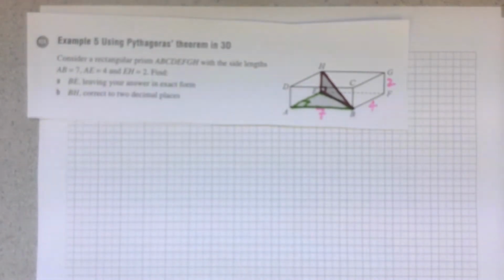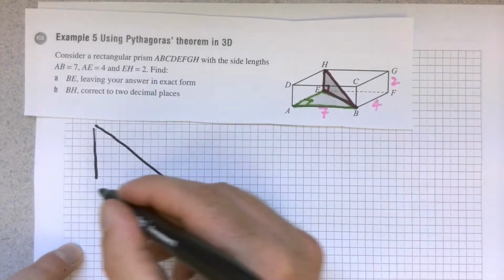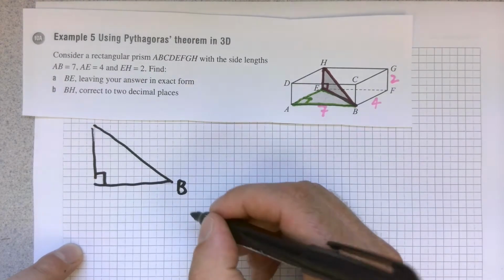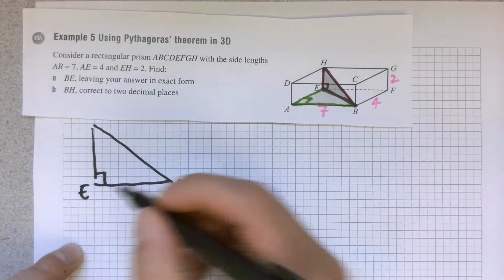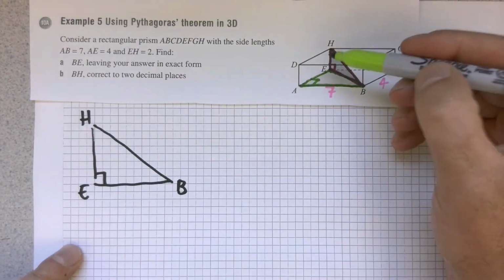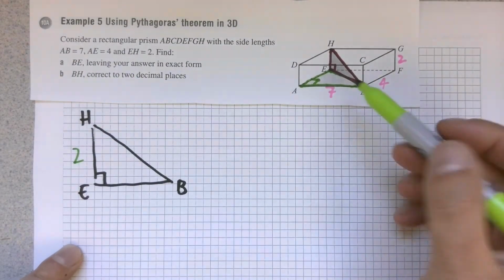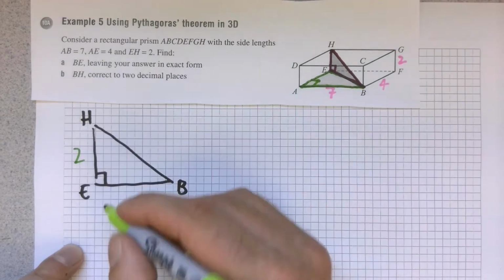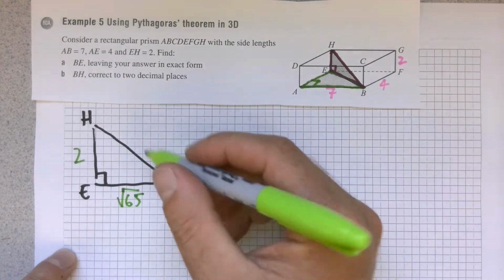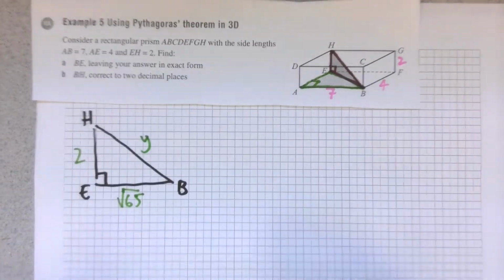Again, I'm going to draw it freehand, so I apologise for that in advance. Right angle here, B, E, and H. We know that EH is 2. We've already worked out that EB was the square root of 65, so let's put that there. In this case, we're working out the hypotenuse again. Let's call it y rather than x.